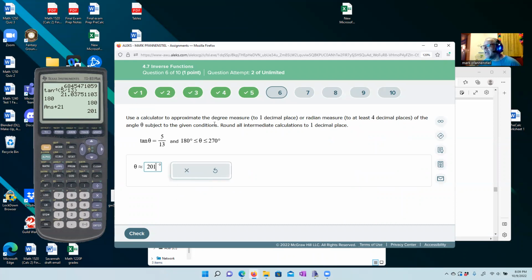So we want 201 degrees here. Is it between 180 degrees and 270 degrees? It sure is, because that's really the trick of this, to make sure it's between these. And we'll go ahead and check. Okay. And hooray, we got our little green check mark.